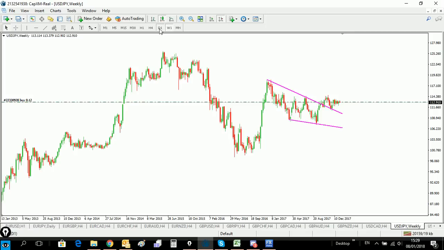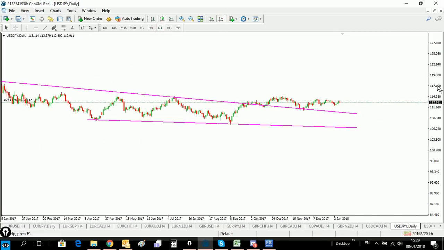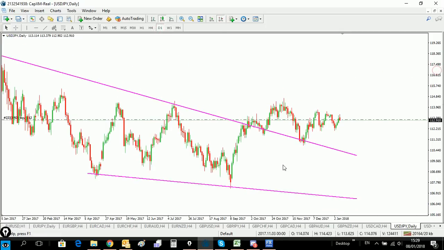So let's just drop down to the daily and have a look at it over there. On the daily, it's actually a relatively similar setup to what we just had a look at on the weekly. We've had a breakout of this descending wedge to the upside, and I am expecting a continuation to the upside over here. A very, very similar setup. So we've seen one wave to the downside. I'm expecting the completion of the second wave up there, and then possibly a third down before a break up.